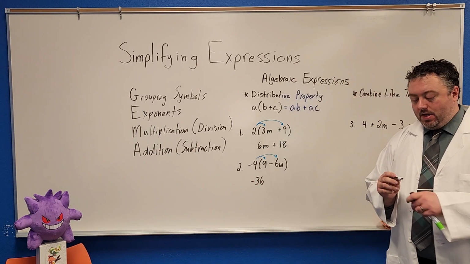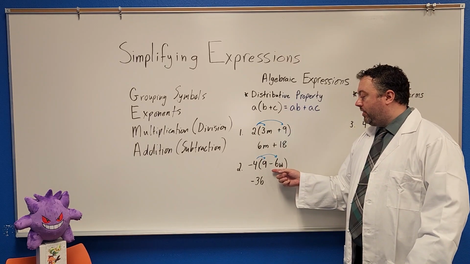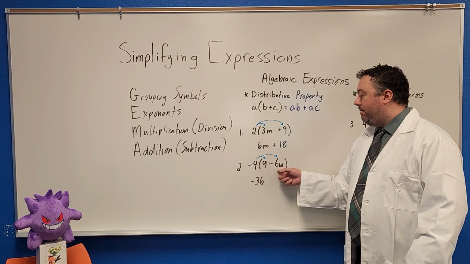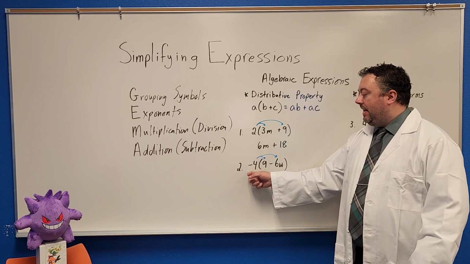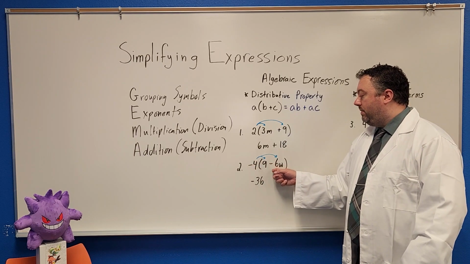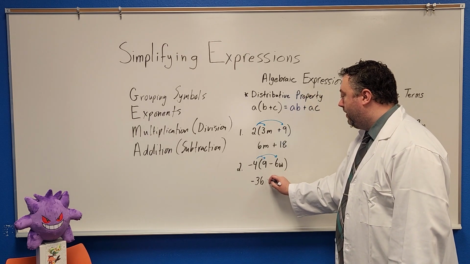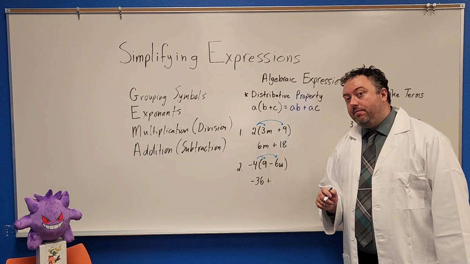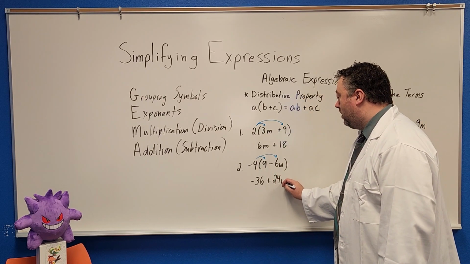36. Now, I want to think about this second part of the expression, minus 6w, as negative 6w. So I'm taking negative 4 times negative 6w. Negative 4 times negative 6 makes a positive, because a negative times a negative makes a positive, 24w.